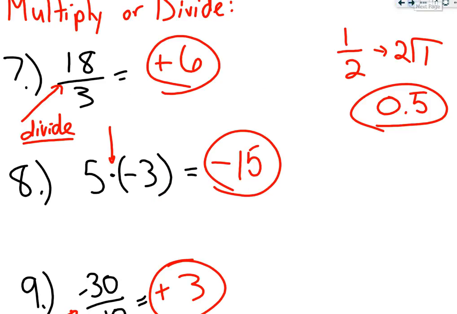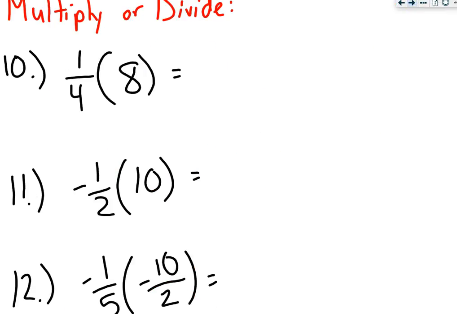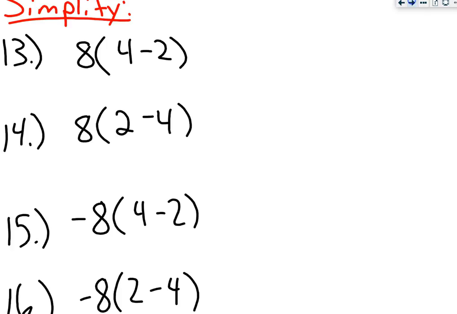We're going to slide on to some problems here that you're going to see in your homework, which will need you to simplify before taking your product. Using your order of operations, you should know that you need to do the parentheses before you do your multiplication and division. So for number 13, you notice two integers, 4 and 2.